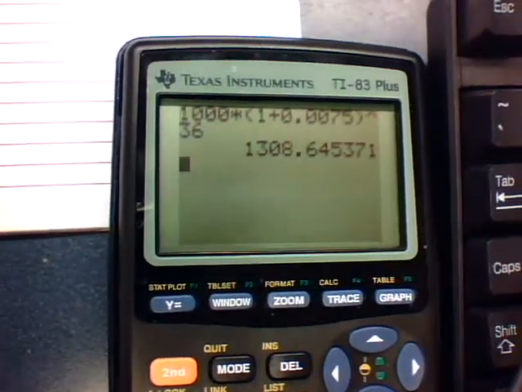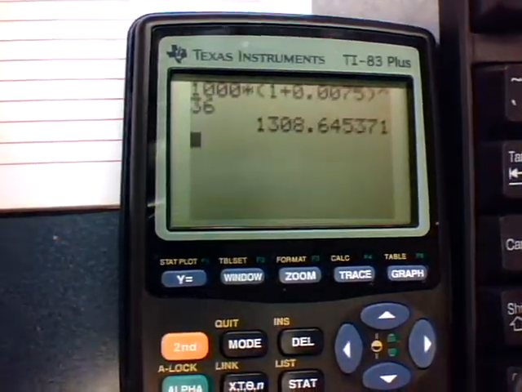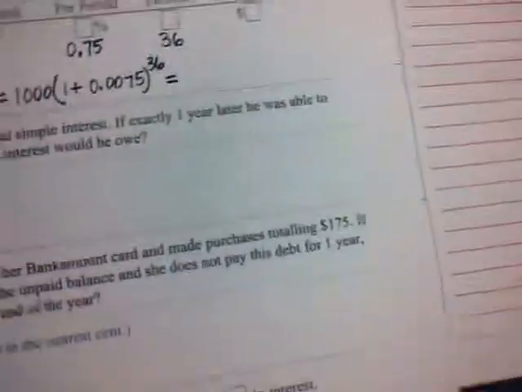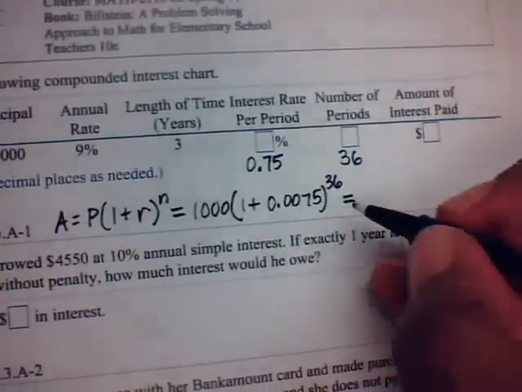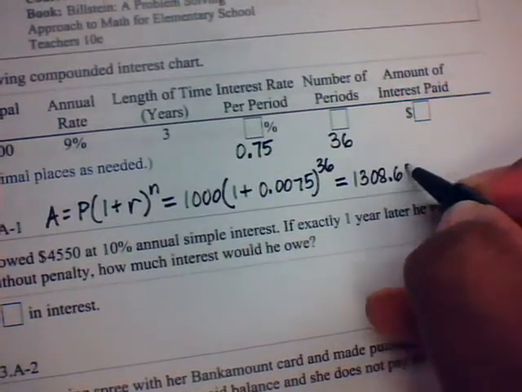Now we're going to round to 2 decimal places because we're dealing with money amounts, so it'll be 1308.65. So the amount that we have is $1,308.65.